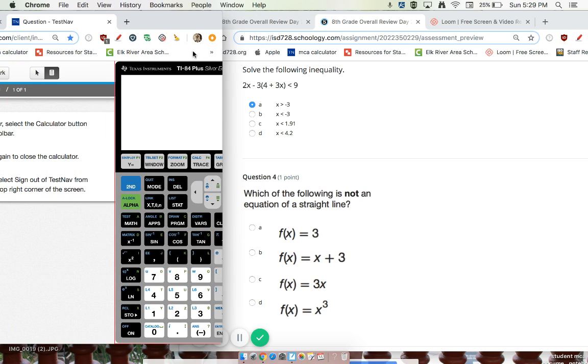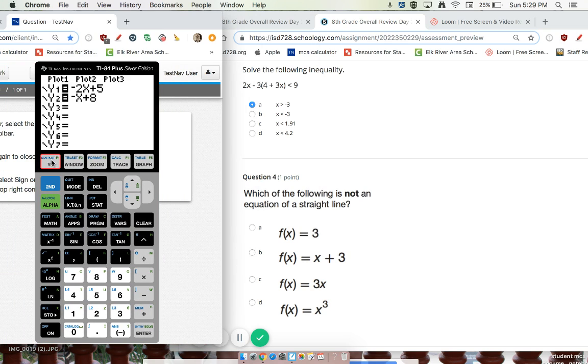So f of x is 3. That would be y. Let me delete these. So y is 3. I'm going to graph it. That is definitely a straight line. Okay, so that's linear. Now I'm going to do f of x is x plus 3. Remember, function is the same as y. So it's going to be x plus 3. Oh, I always mess that up. You have to use this for your x. X plus 3, graph it. Another straight line, 3x. So let me go back, clear it, 3x, graph it.